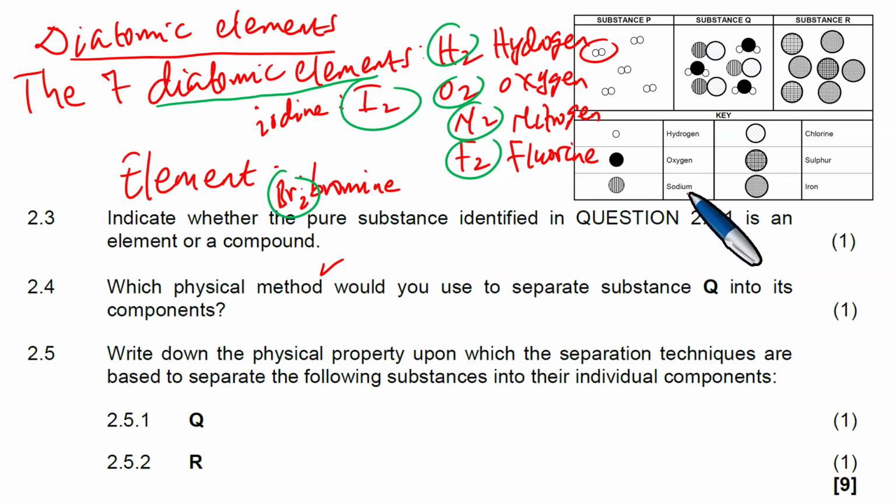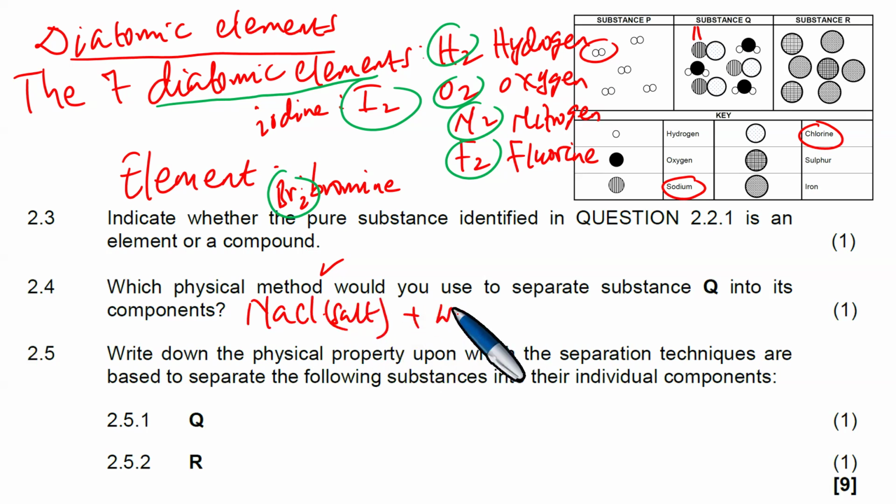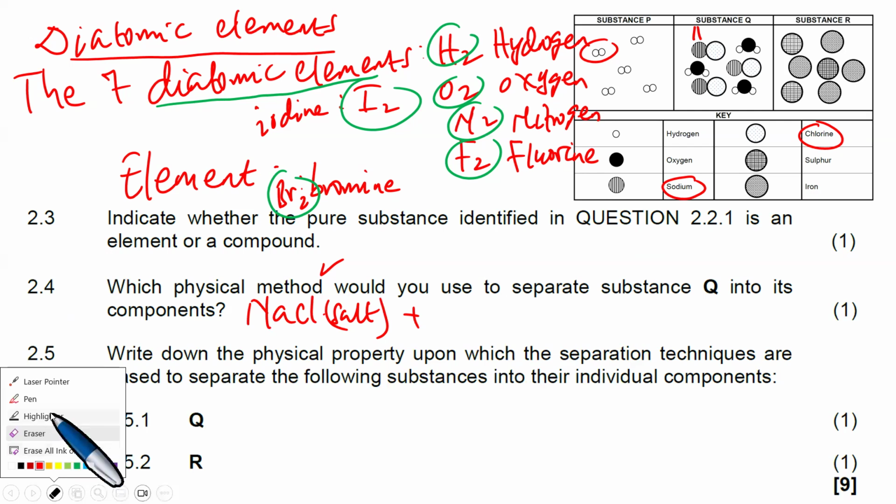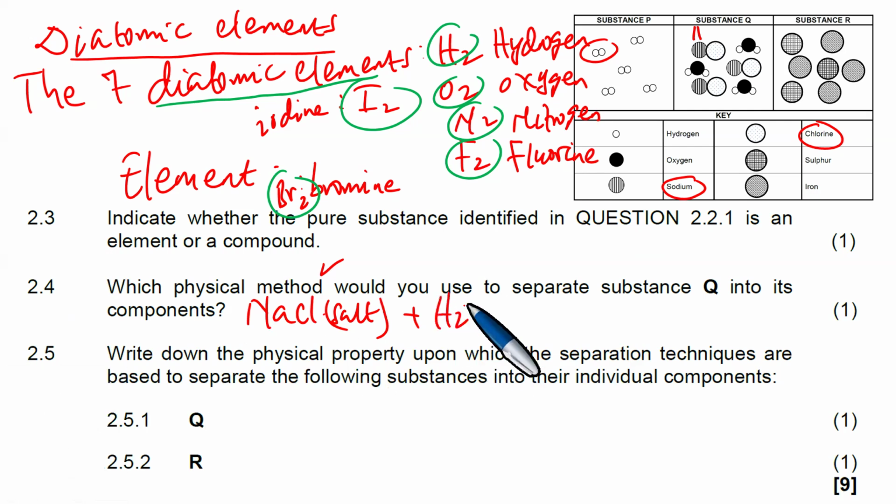In particular, this is sodium and chlorine, so sodium chloride. This is like salt, and it is combined with water. Okay, H2O, which is water, combined with salt. The examiner was just trying to be creative. So the question is, how do you separate water and salt?